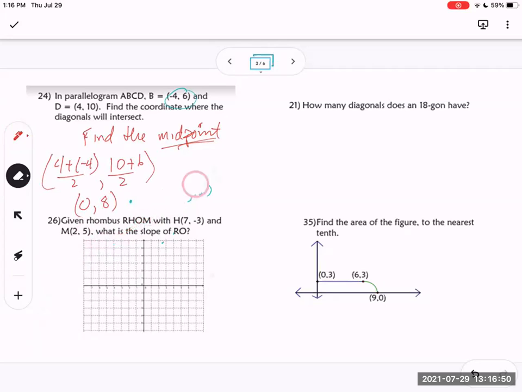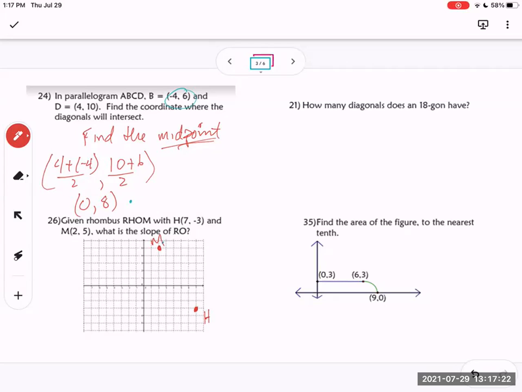I will erase this now and do number 26. Given the rhombus RHOM with H here and there, what is the slope of RO? All right, so let's just draw it in here. 7, -3. 1, 2, 3, 4, 5, 6, 7. -3 is right here. There's your H. And 2, 5, 2, 1, 2, 3, 4, 5, 2, 5 is right there. That's your M.